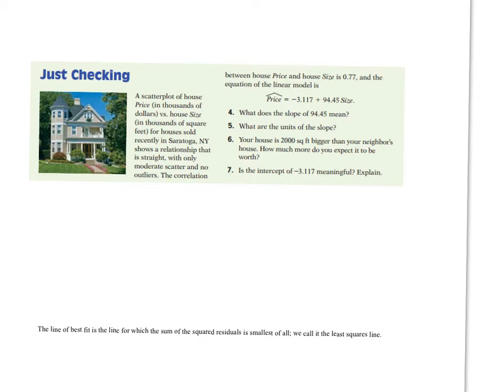Number 5, units are thousands of dollars per thousand square feet. Number 6, you have to plug in the 2,000 square feet to size, and that's about $188,900 on average. So folks, just be careful when you plug in that 2,000 square feet. This model is in thousands, so you want to change that to 2 when you plug it in.